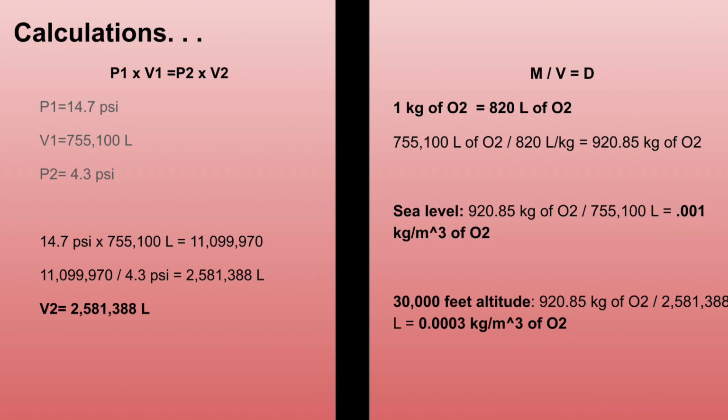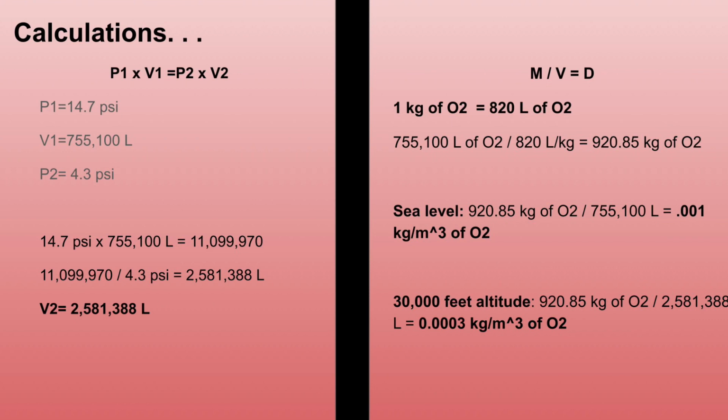And then, we're finding the mass. I found out that 1 kilogram of O2 would equal 820 liters. So by dividing the volume of the cabin by 820, I would get 920.85 kilograms of O2. And using that number, 920.85 kilograms of O2 and 755,100 liters of O2, I found the density of oxygen to be 0.001 kilograms per cubic meter at sea level.